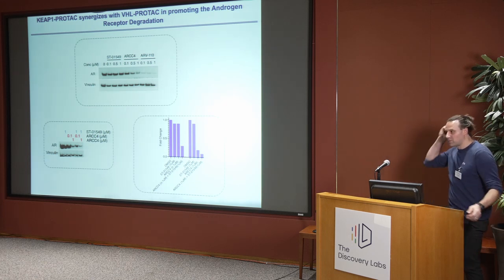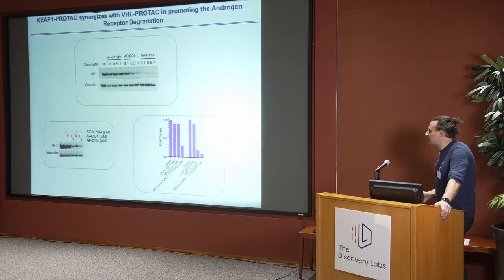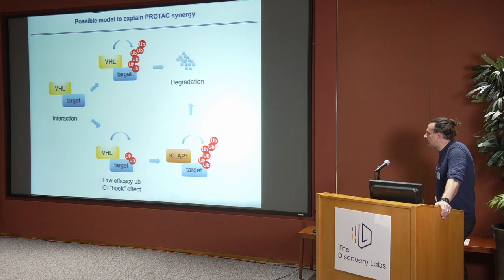So this is where we've gone so far. There's still a lot that we don't understand. But a possible model that we're going after is the following. When we have a target and we use a product that is VHL-based, some pool of the target gets fully ubiquitinated. This target now is degraded. There's no problem. However, there might be a pool of the target that might not be effectively ubiquitinated.